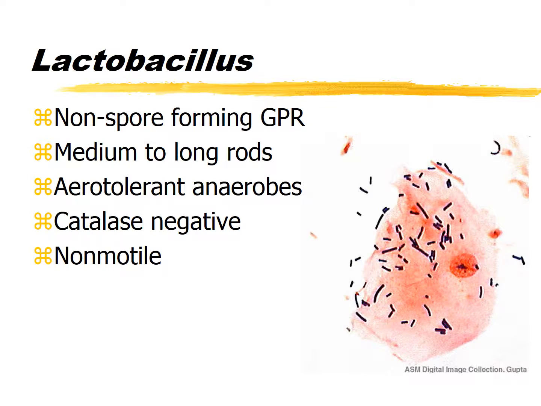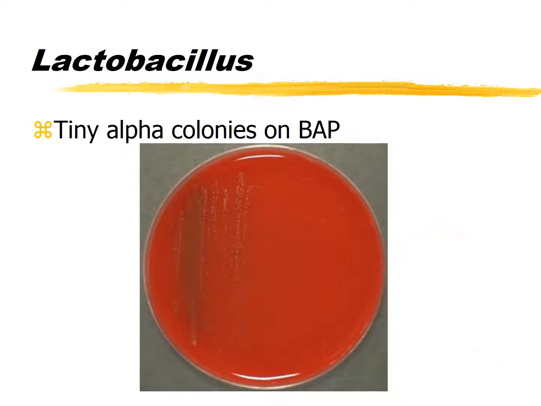It's a non-spore forming gram-positive rod. They're medium to long rods. They're aerotolerant anaerobes. They're catalase negative, and they're non-motile. They're tiny alpha colonies on blood.